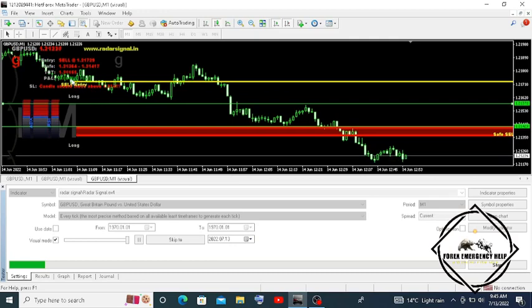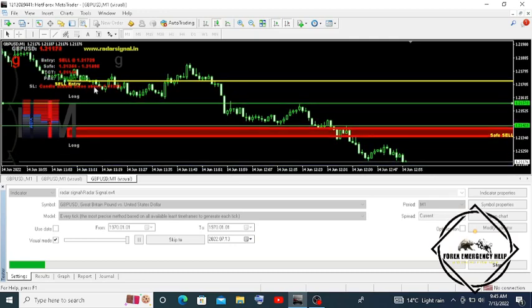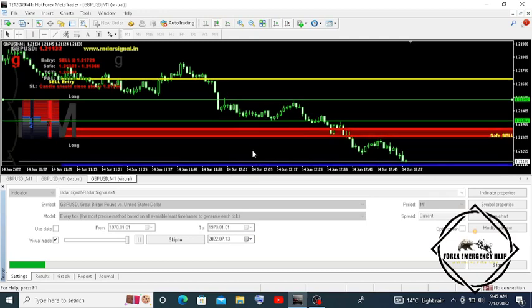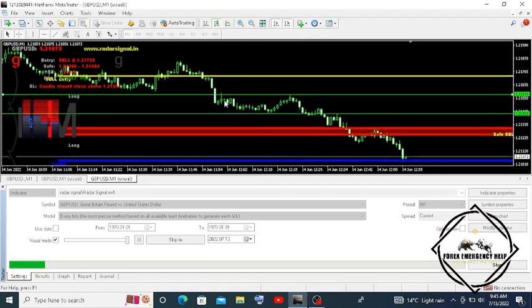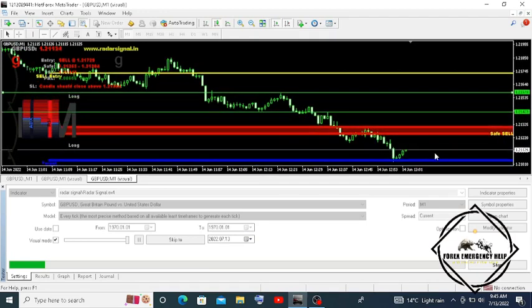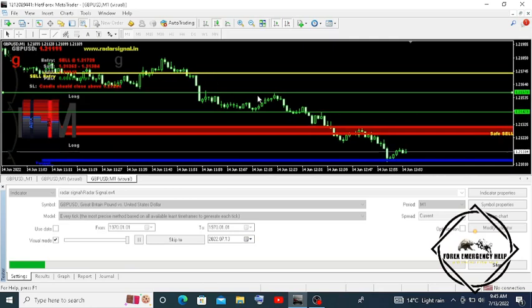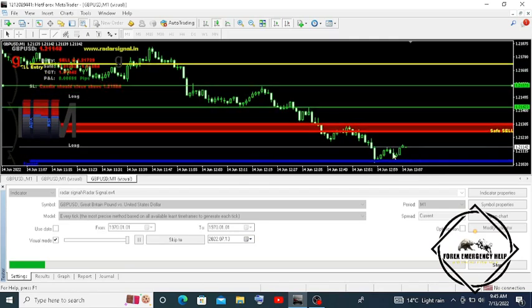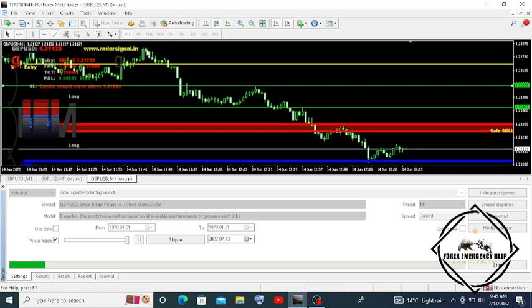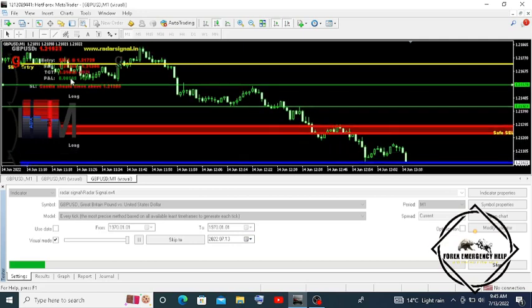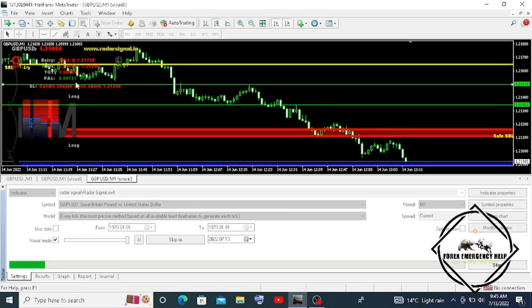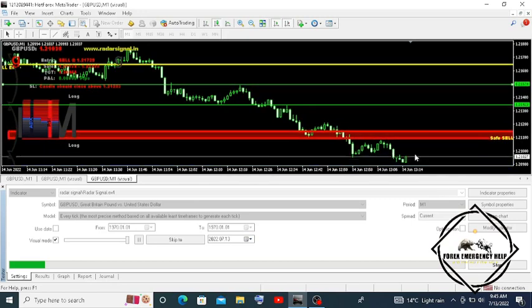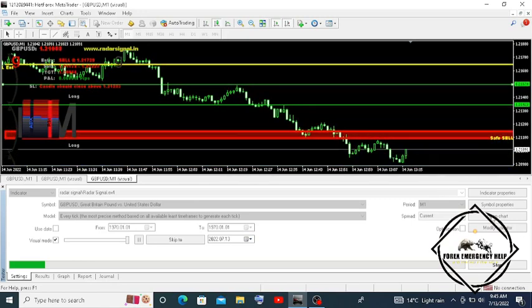See, 50 pips into profit. That's a huge amount of money. This one is riding low. You see, the trend is going deep down. If you short it at the entry, you are 65 pips, 70 pips in the money.